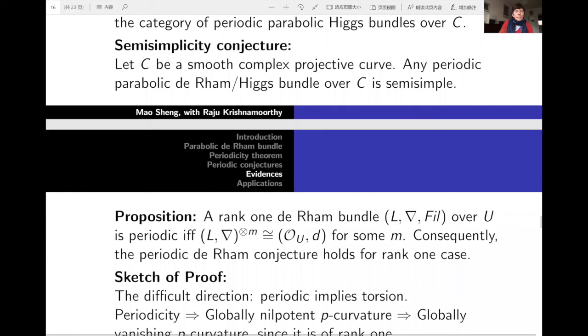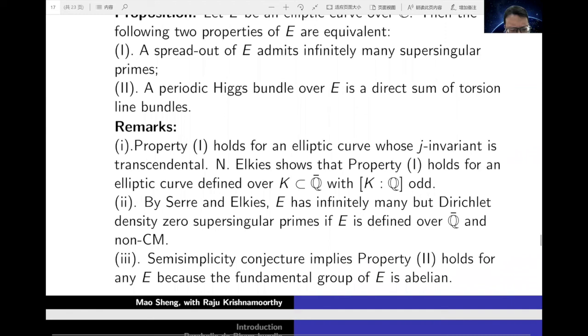Okay, good. Yes. So I combine this with the classification of rank one, so it must be torsion. So it's a direct sum of torsion line bundles. So this also gives a kind of evidence for this conjecture.